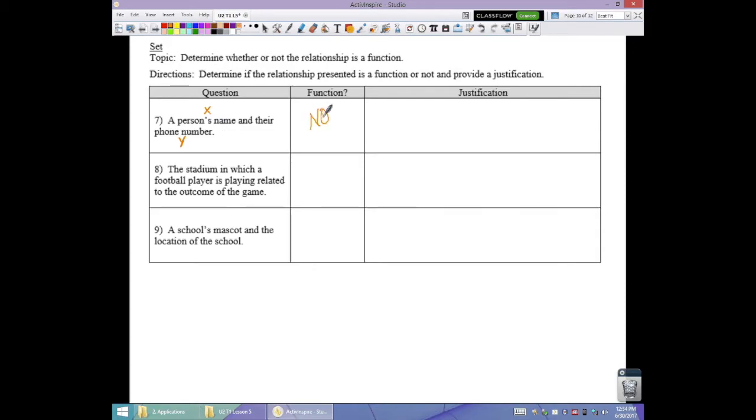A person might have 2 numbers. They might have 3 numbers. I have a work number and a cell number, so that would not be a function. A person's name can be paired with more than one phone number.